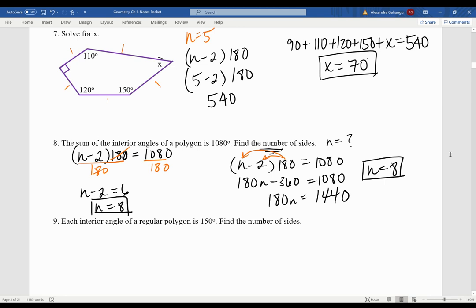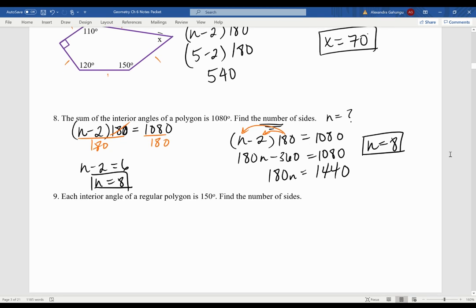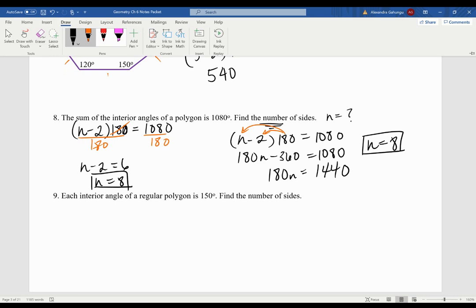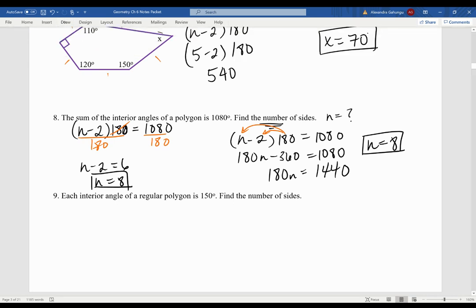Last one. Each interior angle of a regular polygon is 150. So now they're asking for the interior angle. The first one we did was the sum. Now each interior angle is that sum divided by however many angles there are, sides. And that is equal to 150. So again, we're finding n.